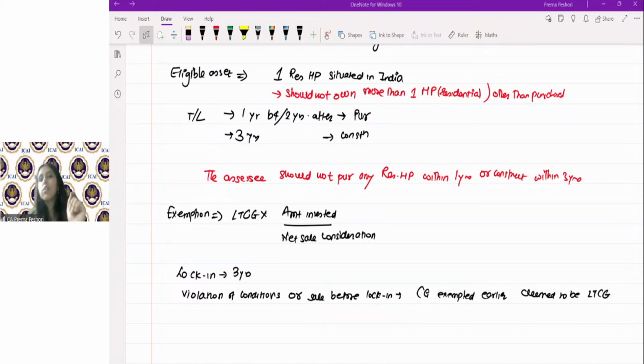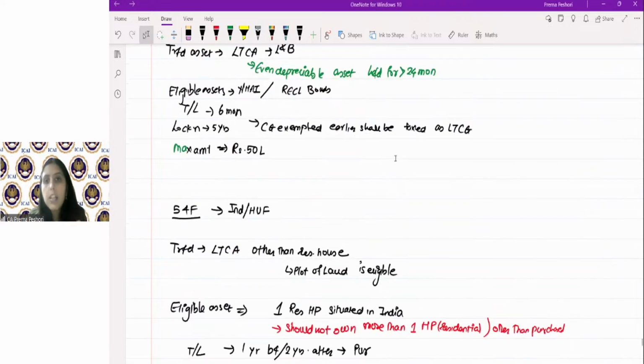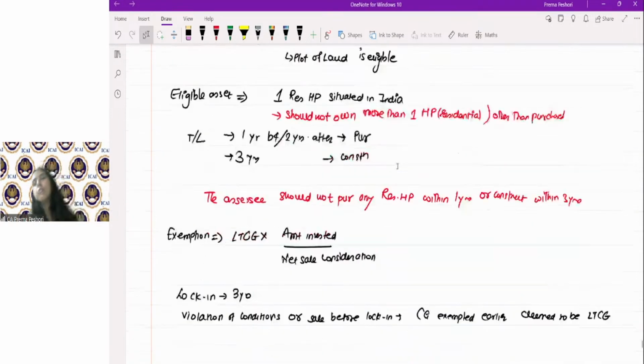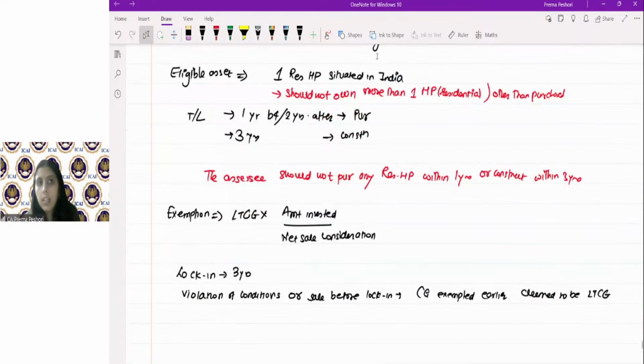Okay. So under 54EC and 54F, if you violate the condition, or if there is a sale within the lock-in period, the entire capital gain exempted earlier will be charged as long-term capital gain. Clear? Are we clear? Okay. Now, moving towards a few case laws again in this particular area.